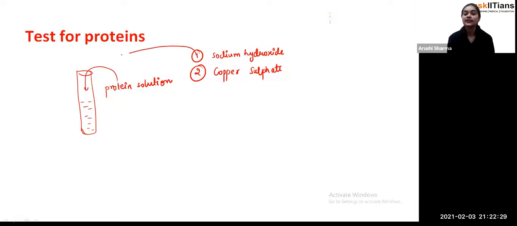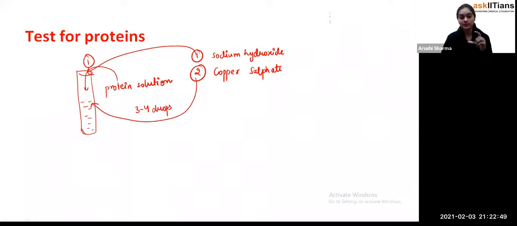First of all, add sodium hydroxide into it. When you have added the sodium hydroxide, shake it very well. When you have done the shaking, you have to add the copper sulfate, just 3 to 4 drops of it. Now, when you have added 3 to 4 drops of the copper sulfate into the solution, again mix it well. After the mixing, if the solution turns purple or violet, it will show the detection of the protein. That means your food contains the protein. And if it is not showing that color, that means your food does not have protein.